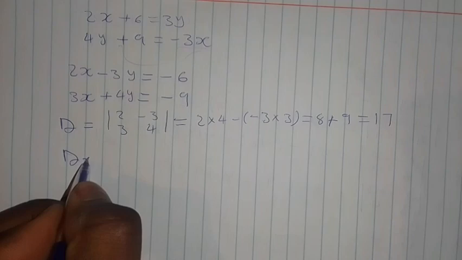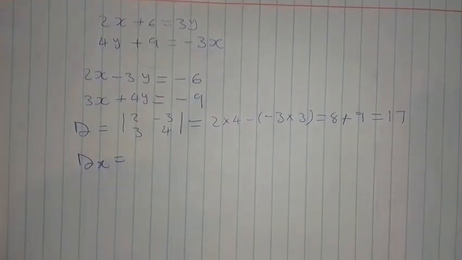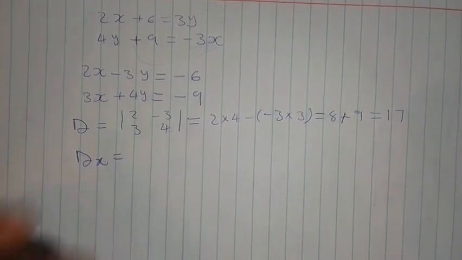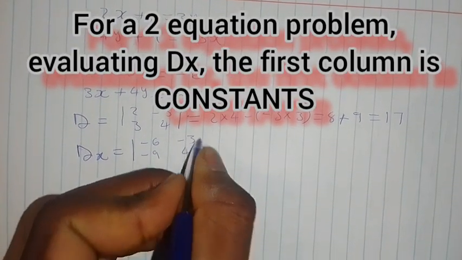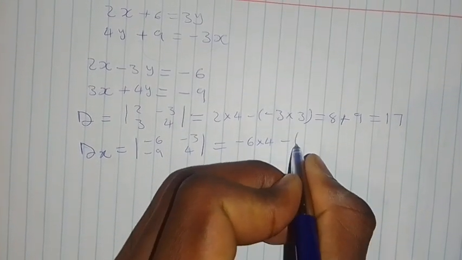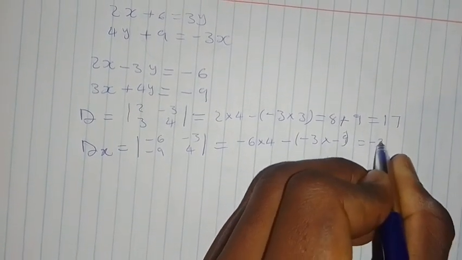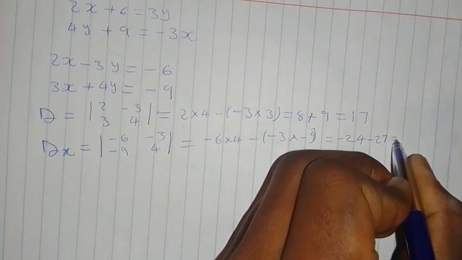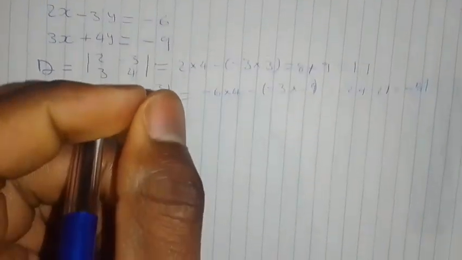And now we're going to look at that, then exclude the x coefficients. So you're basically going to have minus 6 and minus 9, and minus 3 and 4. So you evaluate that determinant. So you have minus 6 times 4 minus into negative 3 by negative 9. So you're going to have minus 24 minus 27. Then you're going to have minus 51. That's what you're going to have, negative 51.